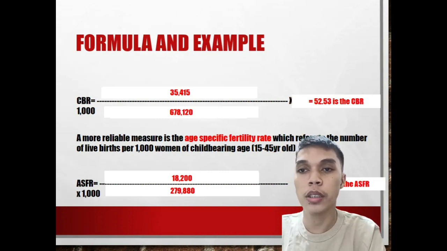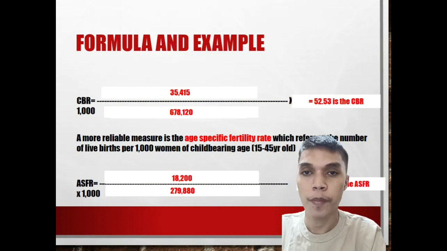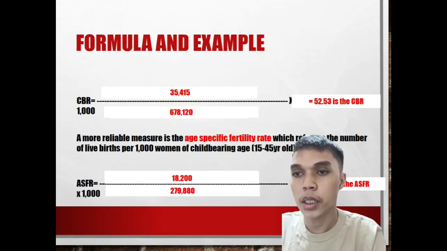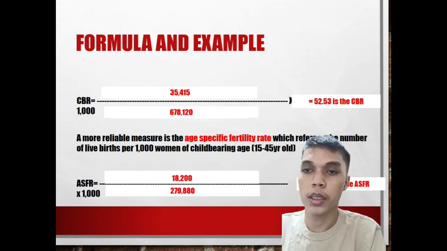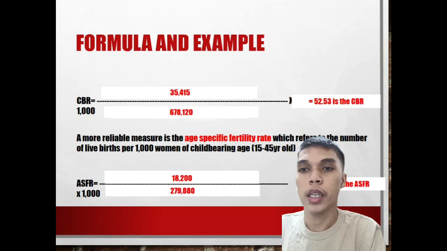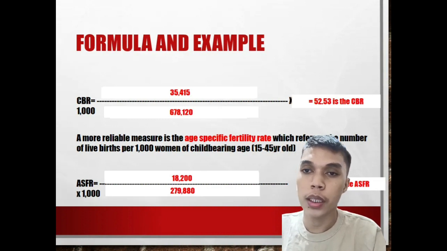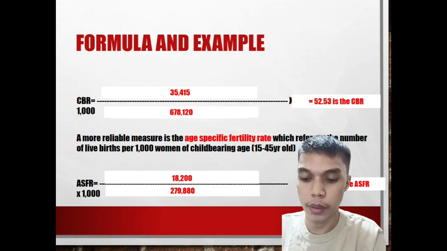A more reliable measure is the age-specific fertility rate. This refers to the number of live births per 1,000 women of childbearing age, 15 to 45 years old. So we have here the ASFR times 1,000 equals 18,200 over 279,880. The age-specific fertility rate we have is 65.10. So the 65.10 is the live births per 1,000 women that are able to bear a child at the age of 15 to 45 years old.